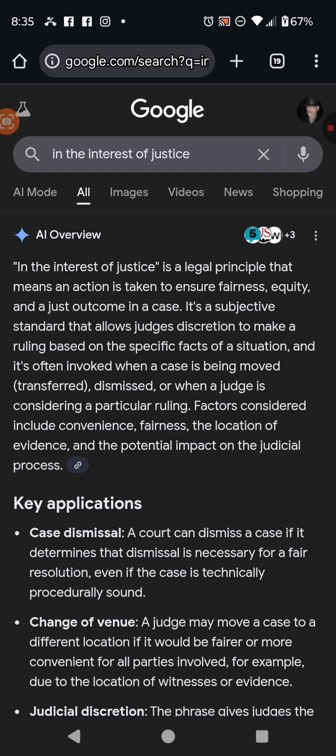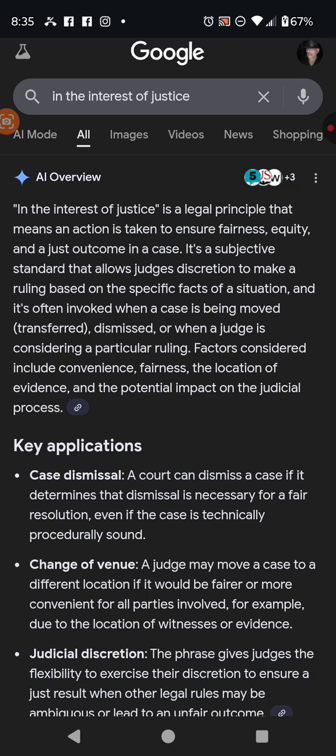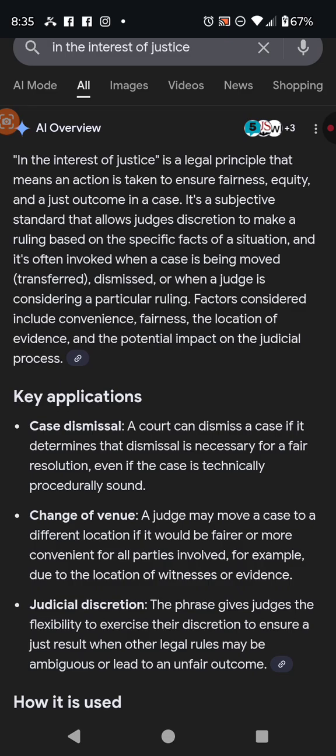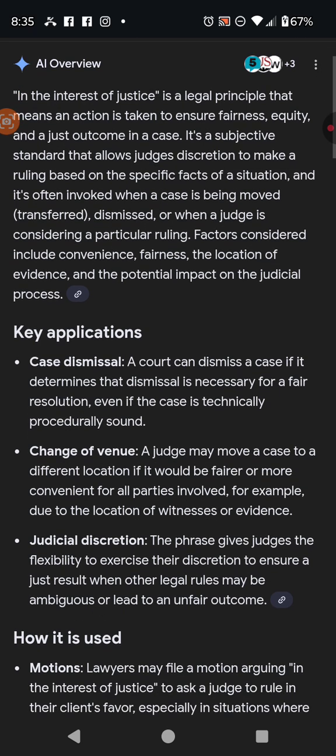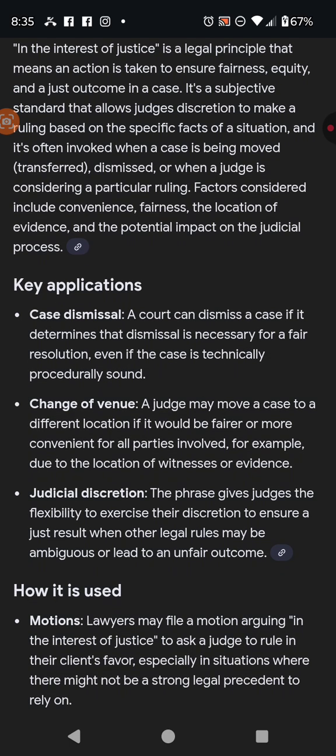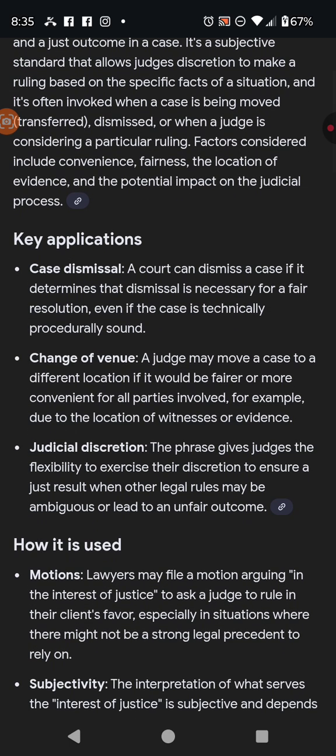"In the interest of justice" is a legal principle that means an action is taken to ensure fairness, equity, and a just outcome in a case. Its subjective standard allows judge discretion to make a ruling based on the specific facts of a situation. It's often invoked when a case is being moved, transferred, dismissed, or when a judge is considering a particular ruling. Factors considered include convenience, fairness, the location of evidence, and the potential impact on the judicial process.